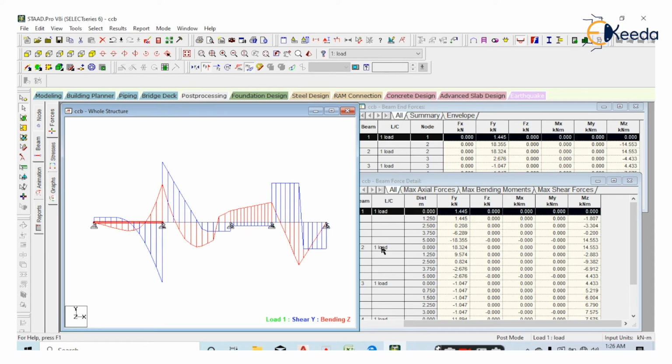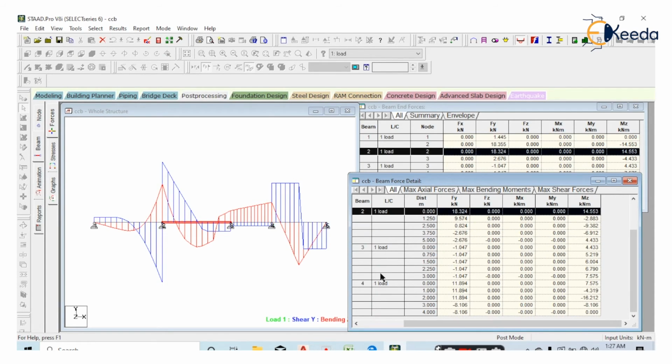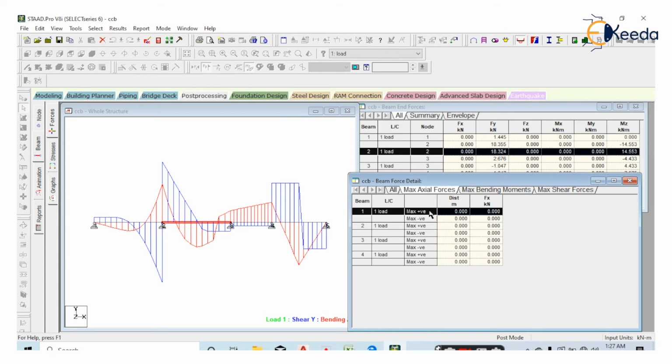Okay, so like that you can see a bending moment and shear force values from this table at the 5 different locations of each beam for all the load case. In this beam we applied only one load case as a load. Go to maximum axial force. In the axial direction there is no force, so all the values are also 0, 0, 0.